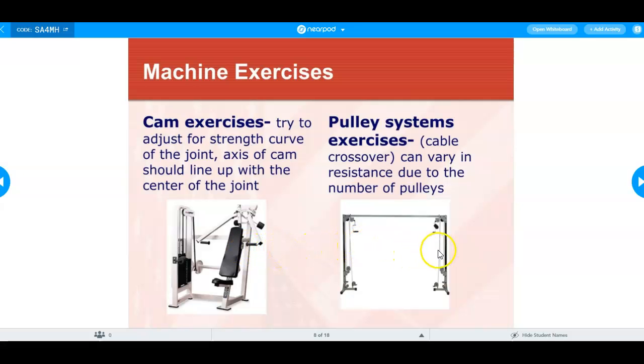We have two of these. We have the big cable crossover down by the dumbbell rack, and we also have the small one. And you see there are pulleys here. And the number of pulleys sometimes changes the amount of weight or what it feels like. Even between our two cable crossovers made by two different companies, 80 pounds on this machine feels different than 80 pounds on the other machine.